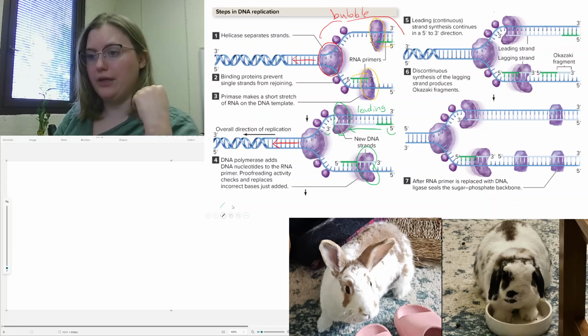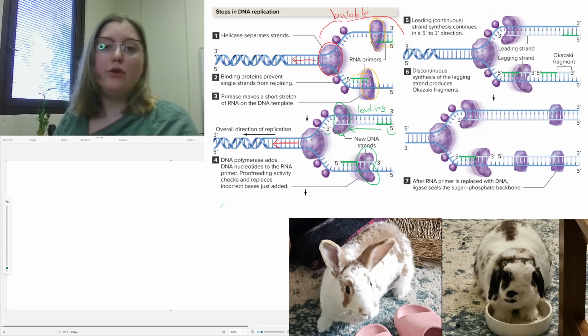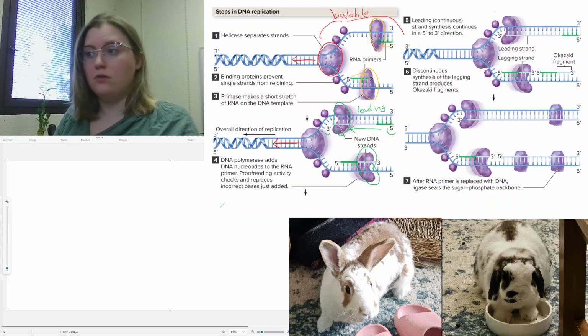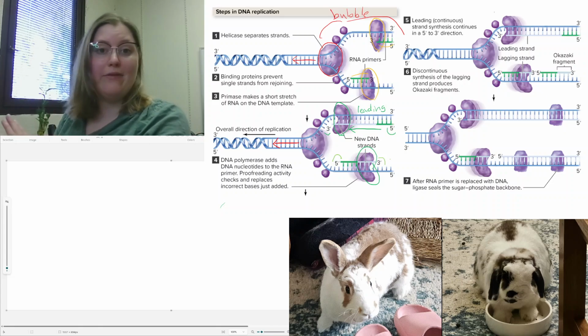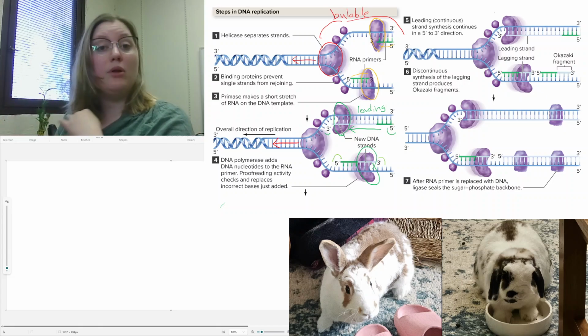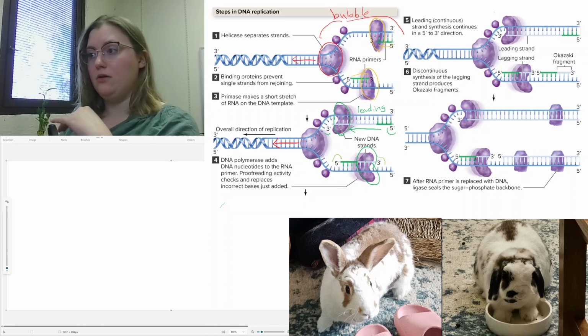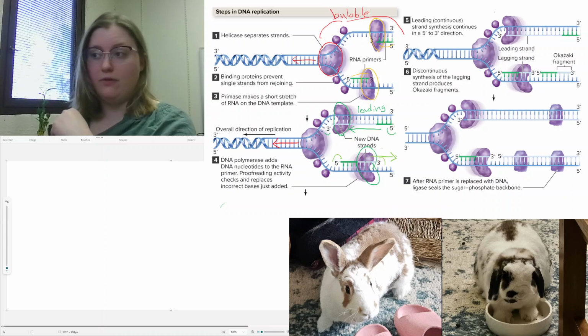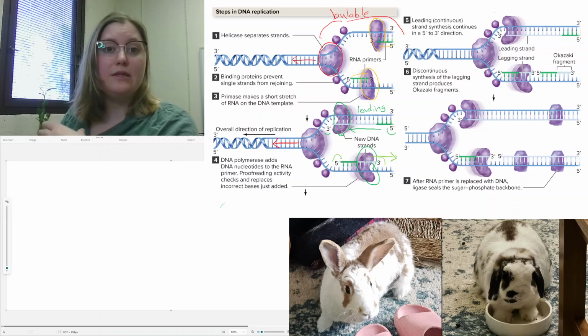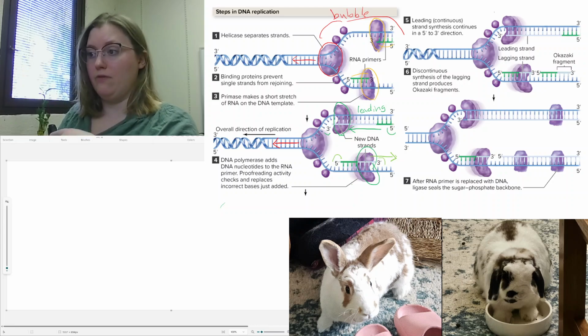On the other strand, we'll do this in a slightly different shade of green. On the other strand, our new DNA is anti-parallel. So the 5' end is towards helicase, and the 3' end is away from helicase. And polymerase can only go from 5' to 3'. So in this set, polymerase is moving in the opposite direction of helicase. And so this is where we're going to see those Okazaki fragments. This is the lagging strand.